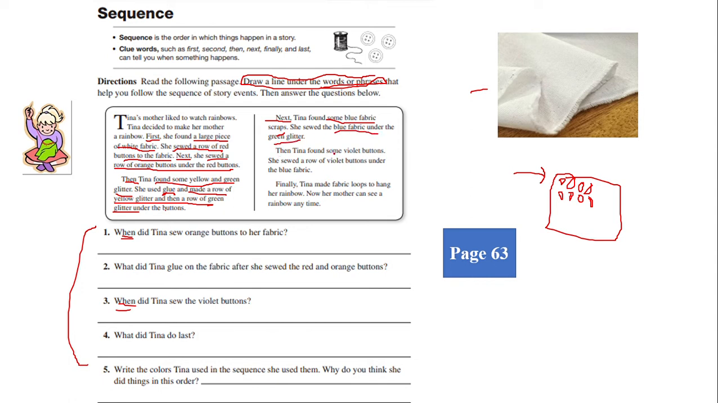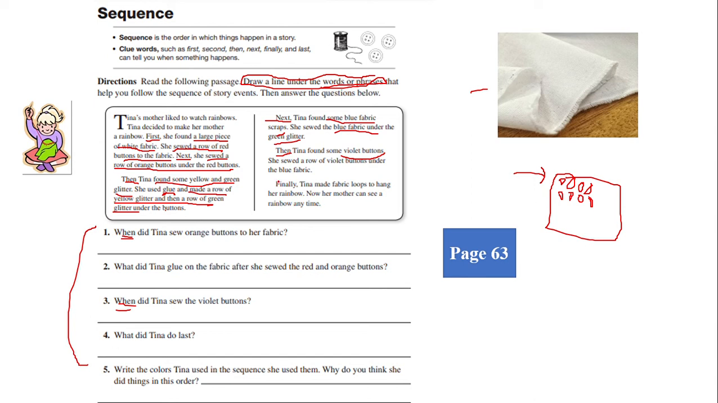Then Tina found some violet buttons. Another clue word. She sewed a row of violet buttons under the blue fabric. Finally, Tina made fabric loops to hang her rainbow. Now her mother can see a rainbow any time.